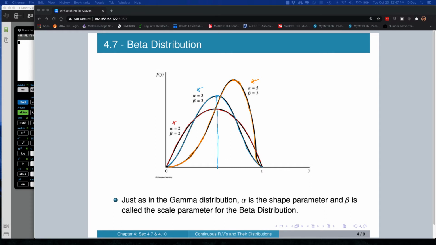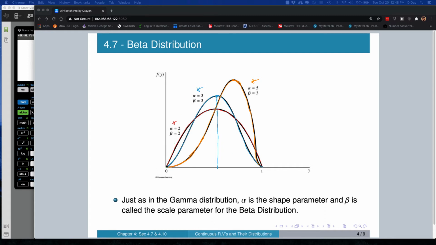If your alpha was smaller and your beta was bigger, it tends to pull back in the opposite direction. So instead of like that one, it would be almost like this. So it'd be the opposite of that. All right.